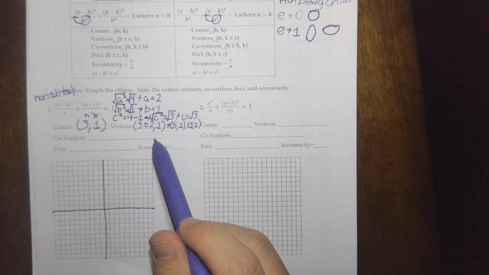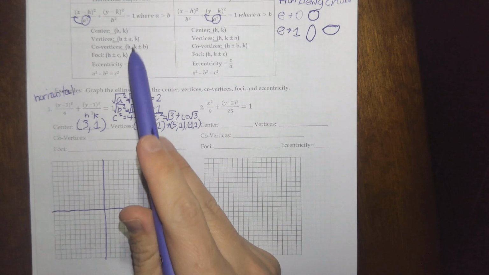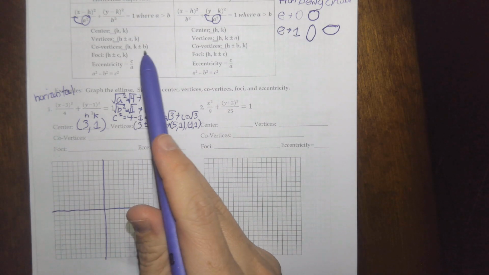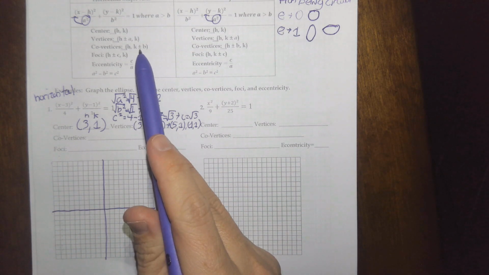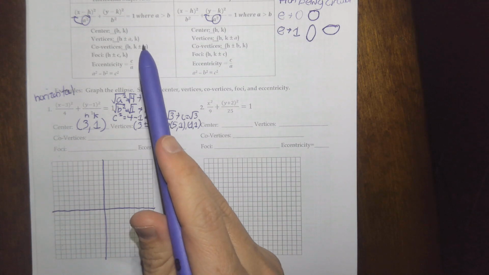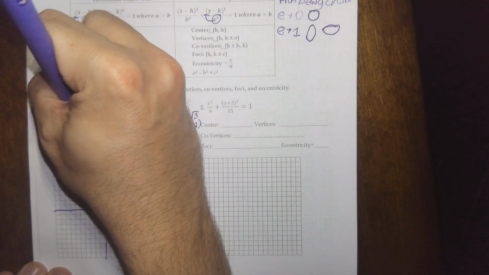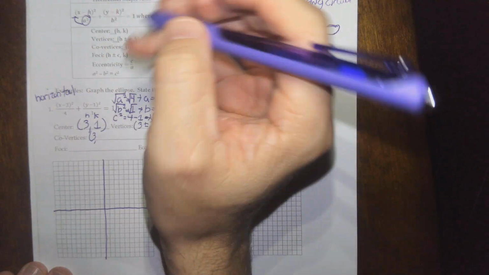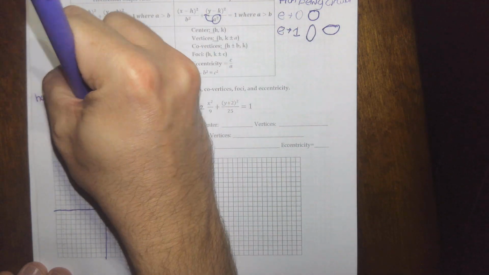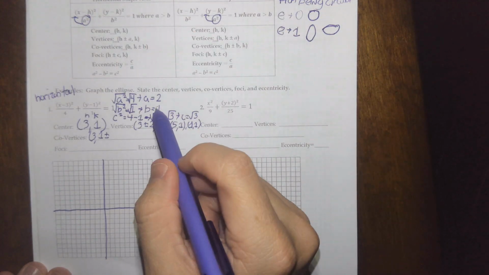Covertices. Look at our formula now. So now for covertices, we're looking at the y-axis. That's why we're dealing with K. And we're moving up and down on that y-axis, our vertical axis there. So we would write it like this. We would do our H value, which is 3, comma, K, which is 1, plus or minus what we find B to be?